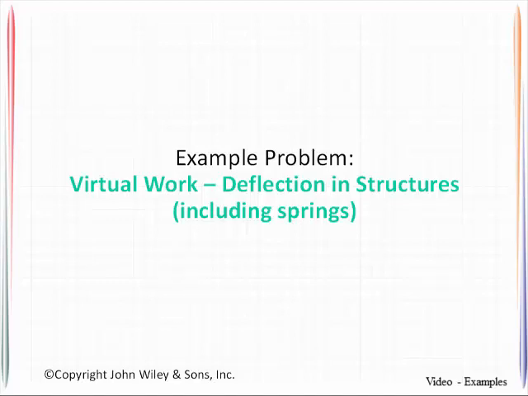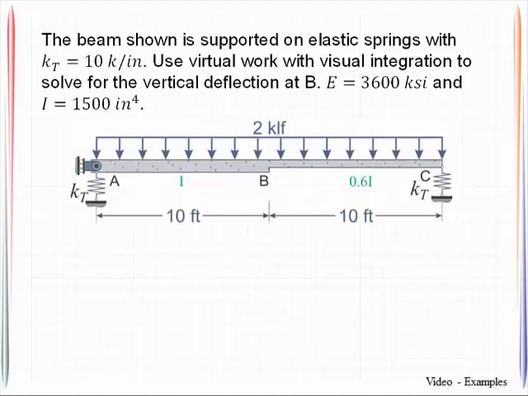Well, hello again. In this example, you will learn how to include the effects of springs when using virtual work to find deflections of a structure. We're going to be taking a look at this beam. You'll notice there's a couple of translational springs that are providing support for this.